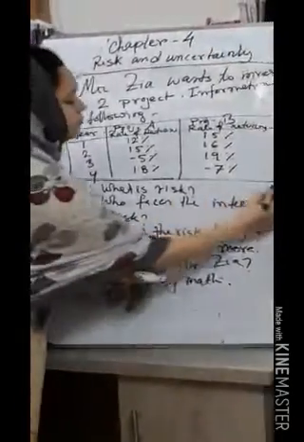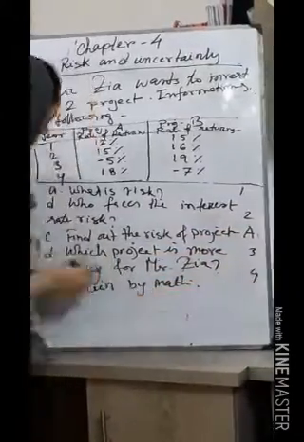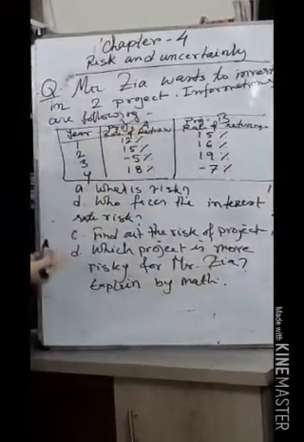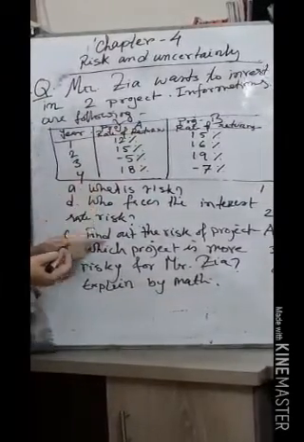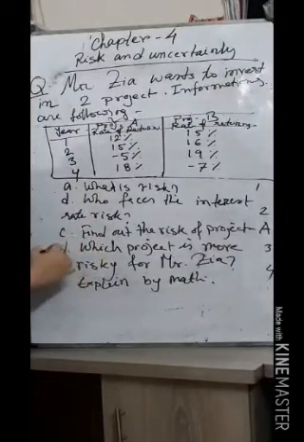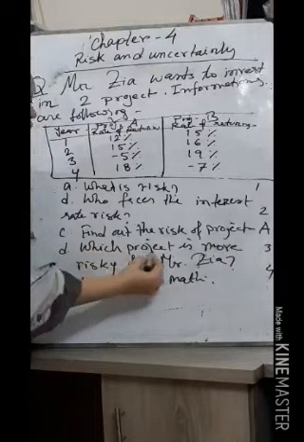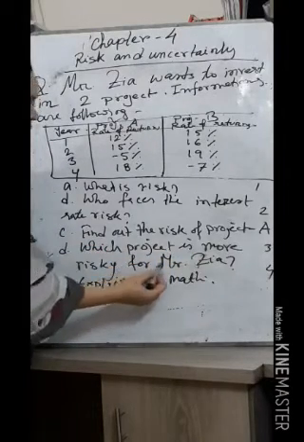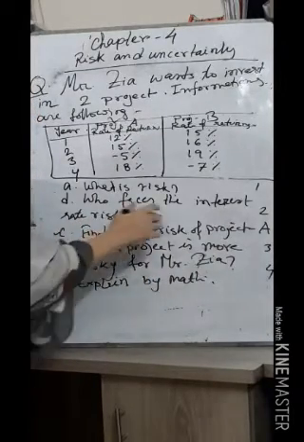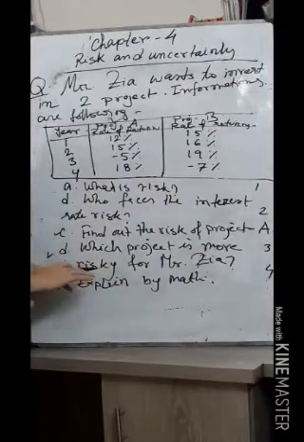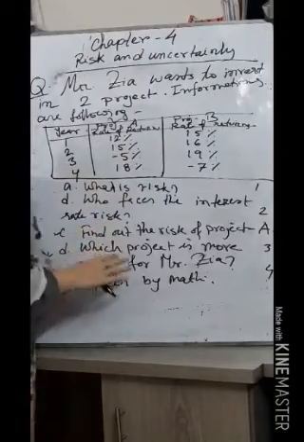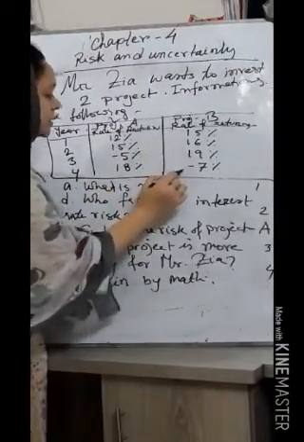Then number C, find out the risk of project A. We have to find out the risk of project A by using the standard deviation method. It is a statistical method. And number D, which project is more risky for Mr. Jia? Already in C we found the risk of project A, so in D we don't have to find project A again. We only have to find project B's risk.